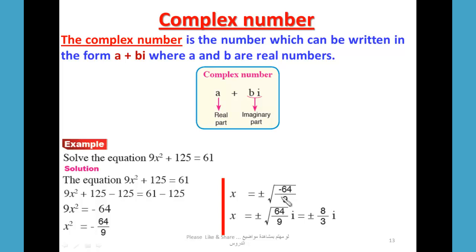Root negative 1 equals i. So once more, root negative 64 over 9 equals root 64 over 9 times i. And to complete the solution, positive or negative, we write it. The square root of 64 is 8, the square root of 9 is 3, and don't forget to put i. So we have two values of x: x equals positive 8 over 3i, and the other value is negative 8 over 3i. And this is the solution.